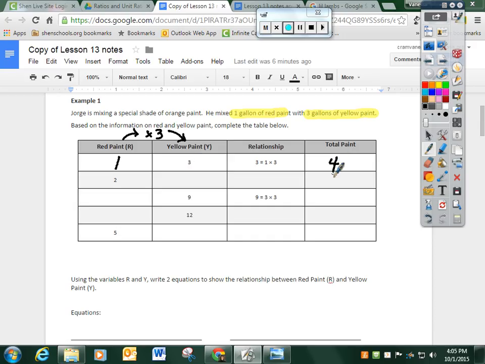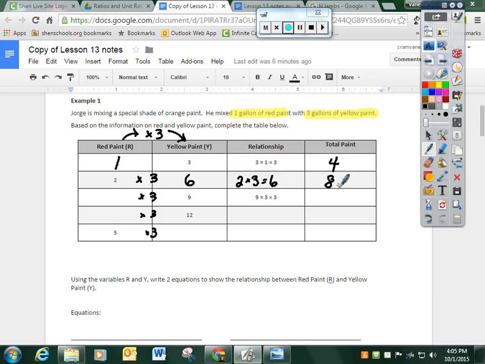Okay, let's do the next one together. Again, as said, every ratio table has a multiplicative relationship. You multiply this by 3, we're going to multiply this by 3, this by 3, so on and so forth. So let's do this next one. 2 times 3 is going to give you 6. The relationship is 2 times 3 equals 6. 2 plus 6 gives us a total of 8. Ooh, I see a pattern here. We're skip counting by 4s.